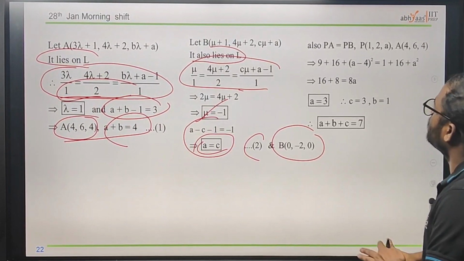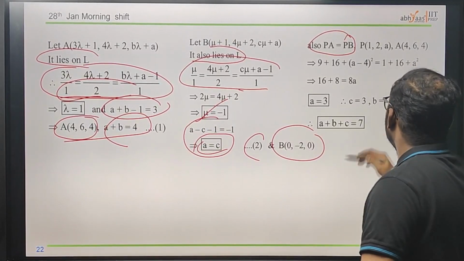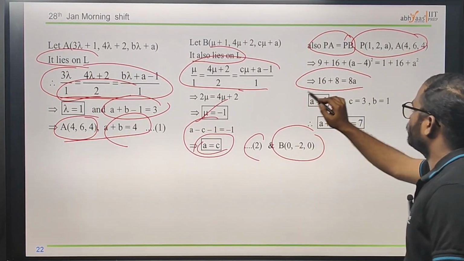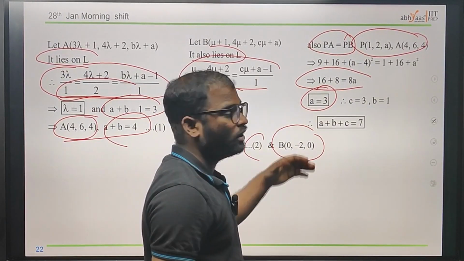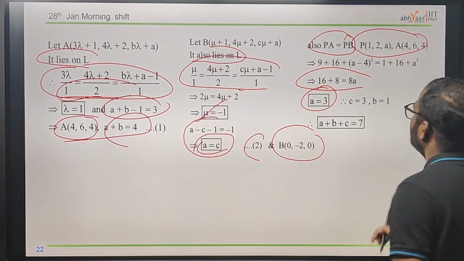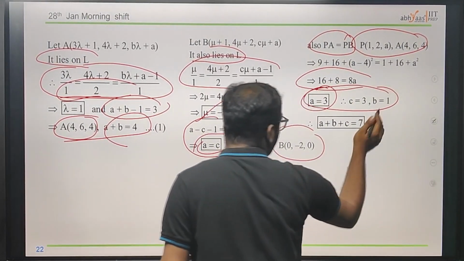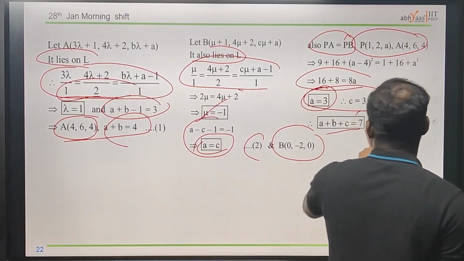Similarly, we have PA equal to PB. We know this is the locus we use. Just PA equal to PB, and by using this we can easily find the A value. By using that we can find the three values: A equal to 3, C equal to 3, and B equal to 1. Therefore, adding those three, we get 7 as the answer.